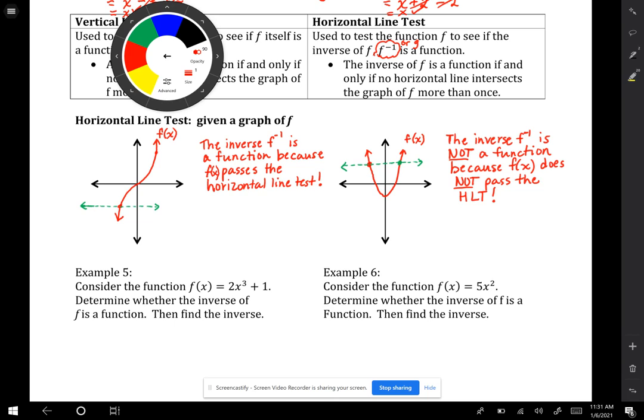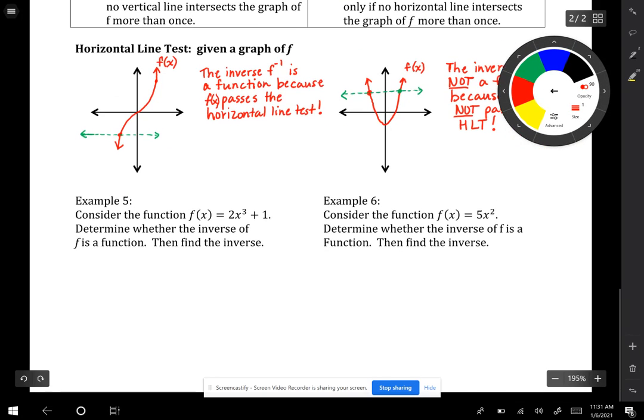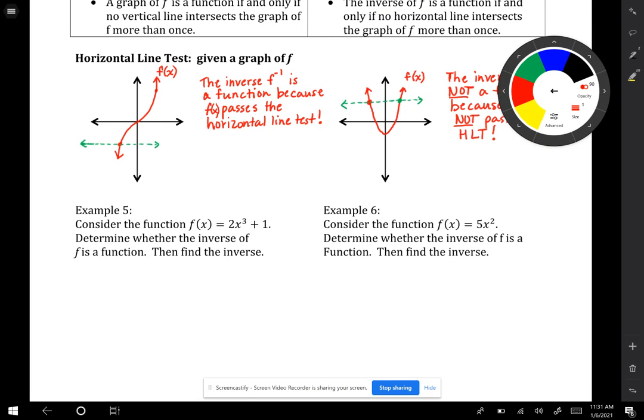Okay, now for examples 5 and 6, and that will finish up our notes for today. We are actually given an equation, and then we are going to determine whether the inverse of f is a function. Then we actually have to find the inverse. So let's go over here. And the first thing we want to do is graph f of x. So I'm going to draw a graph over here, and we're going to pick some easy points to plot so we kind of just know what the graph looks like.